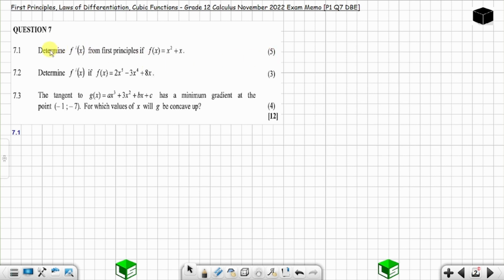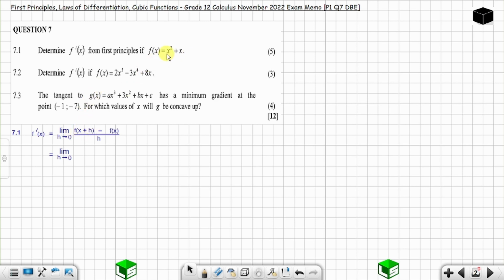Okay, when you are required to determine f prime of x from first principles, they want you to use this formula. Okay, f prime of x is equal to the limit as h goes to 0 of f of x plus h minus f of x, over h. You are going to start with x plus h. You plug in there. Whenever you see x, you are going to remove x and you put x plus h.